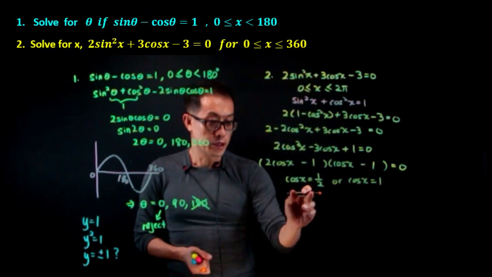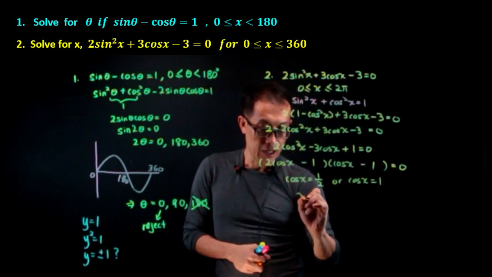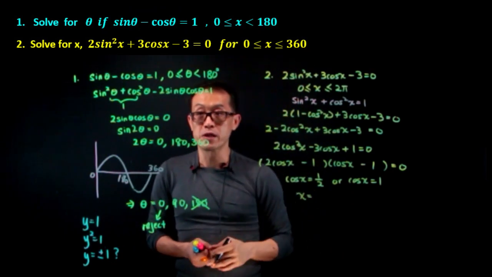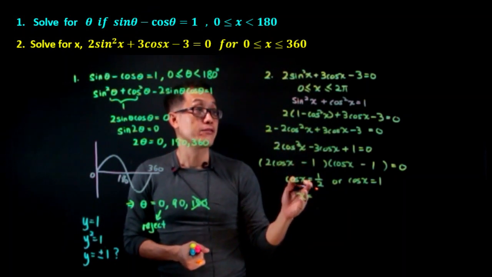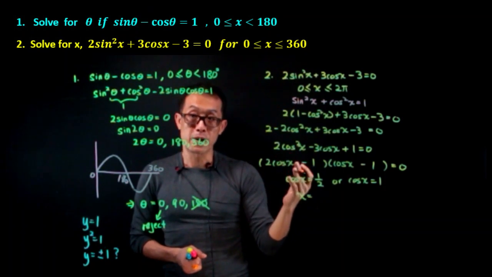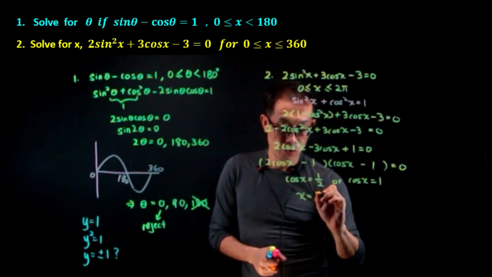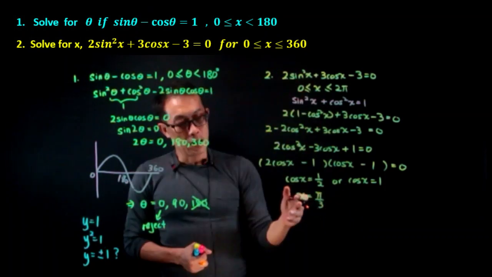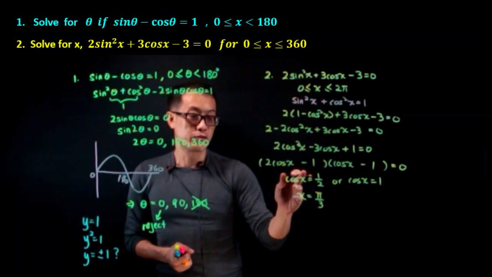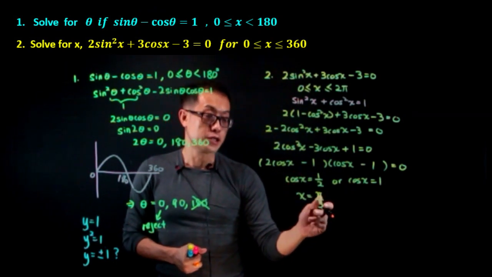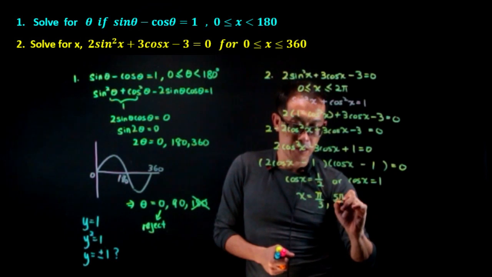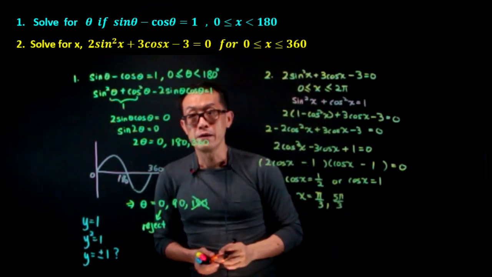Now what are the values of this? Half is a special angle. Cos inverse half is 60 degrees, but this is given in pi, so 60 degrees is pi over 3. That's the first quadrant. Cos is also positive in the fourth quadrant, so you have 2 pi minus pi over 3, which is 5 pi over 3.